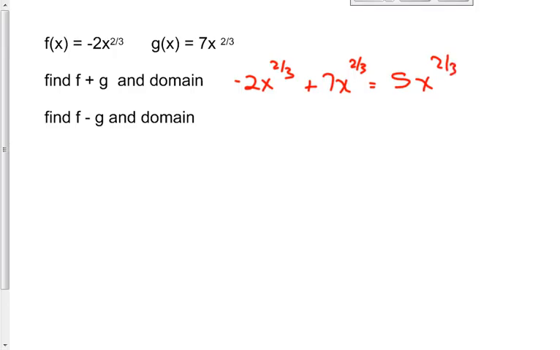Now let's talk domain. The f function is an odd power. Odd powers have no restrictions, all real numbers. Your g function is also an odd power. Odd powers have no restrictions. That's also all reals. So the domain for the whole question, all real numbers.